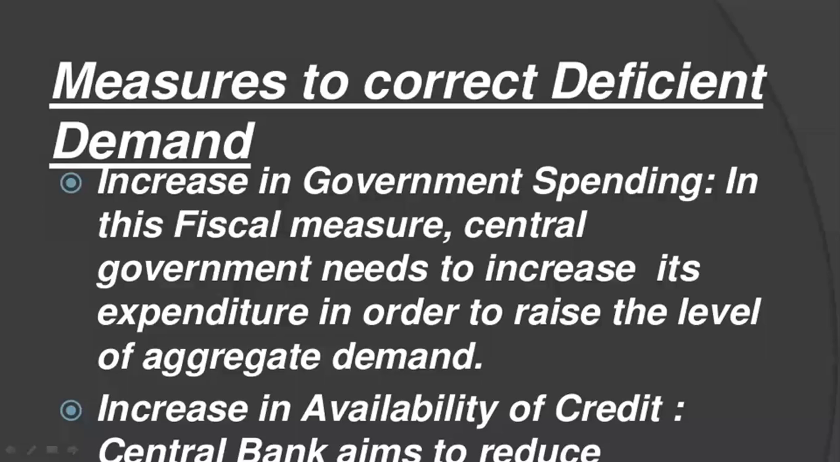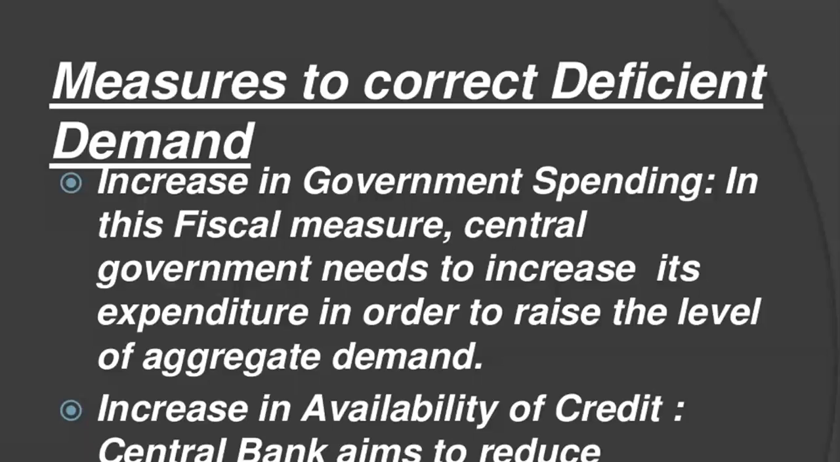So now we will discuss measures to correct the deficit demand. Measures to correct the deficit demand means that during the situation of deficit demand, the level of aggregate demand in the economy is lesser than the full employment level of output. It happens due to a decrease in money supply, meaning when the availability of money is less in the market. Okay, the availability of credit, you can say.